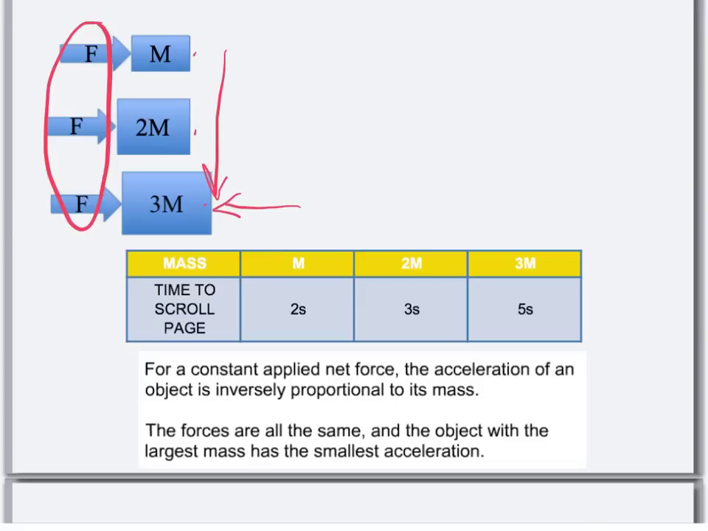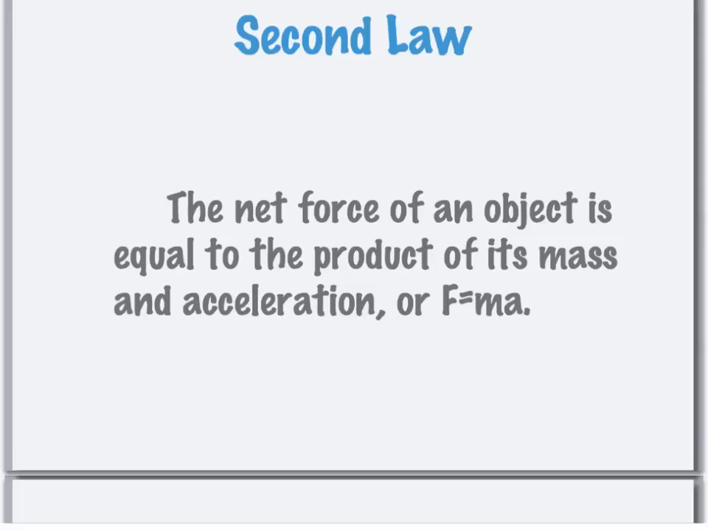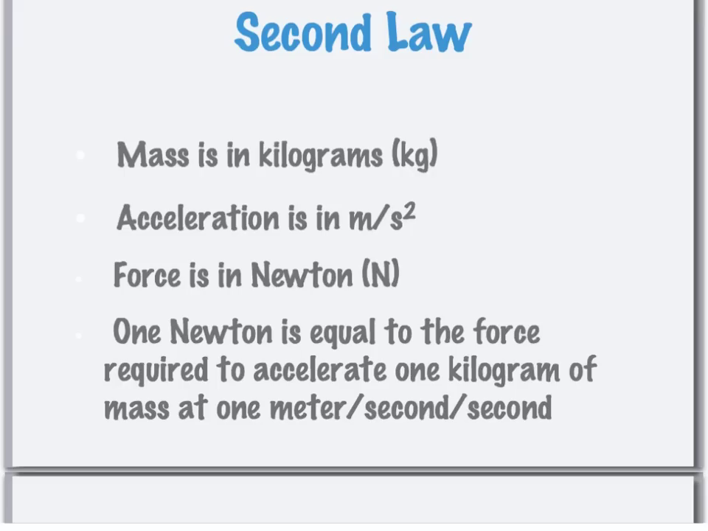So just to summarize, Newton's second law: the net force of an object is equal to the product of its mass and acceleration, or simply put, force is equal to mass times acceleration. Mass, just to look at the units a little bit, the SI unit for mass is kilograms. The SI unit for acceleration is meters per second squared. Force is in newtons. So basically, 1 newton is equal to the force required to accelerate 1 kilogram of mass 1 meter per second per second.